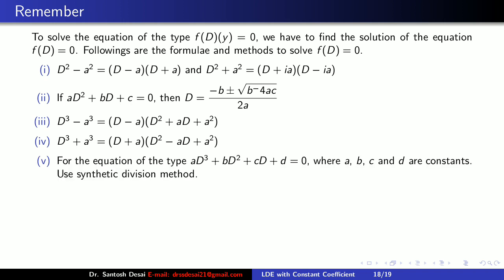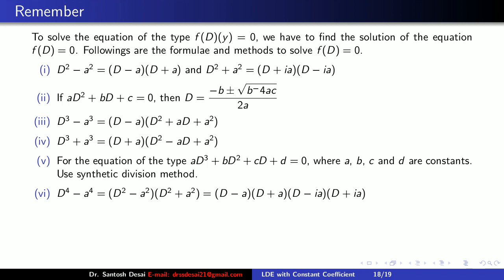For the equation of the type aD³ + bD² + cD + d = 0, where a, b, c, d are constants, that is, for the cubic equation, we have to use synthetic division method. I will explain this synthetic division method at the time of example. Then D⁴ - a⁴ can be written as (D² - a²)(D² + a²). And again, we use the formula 1 to write D² - a² and D² + a². So we get (D - a)(D + a)(D - ia)(D + ia).